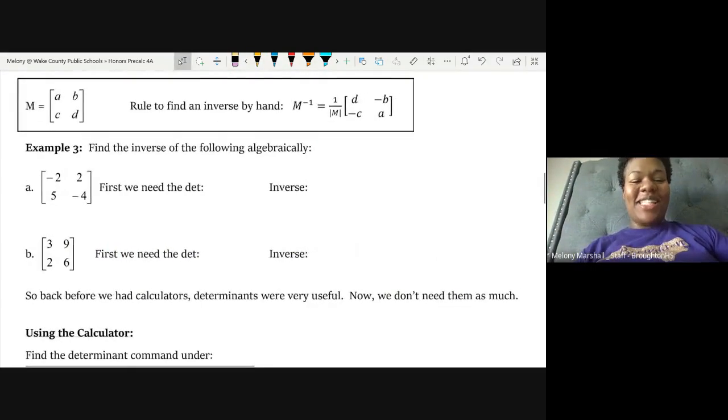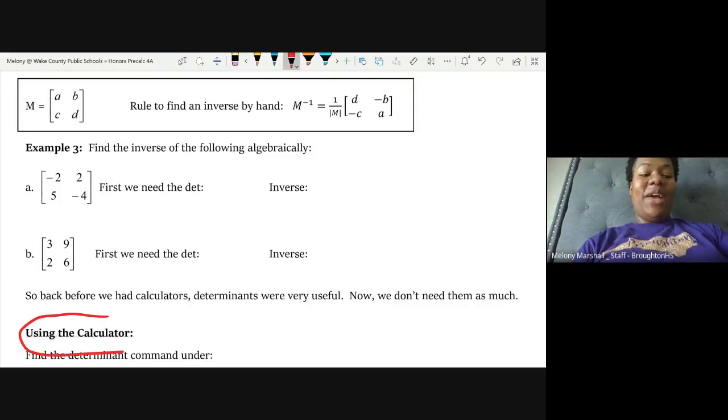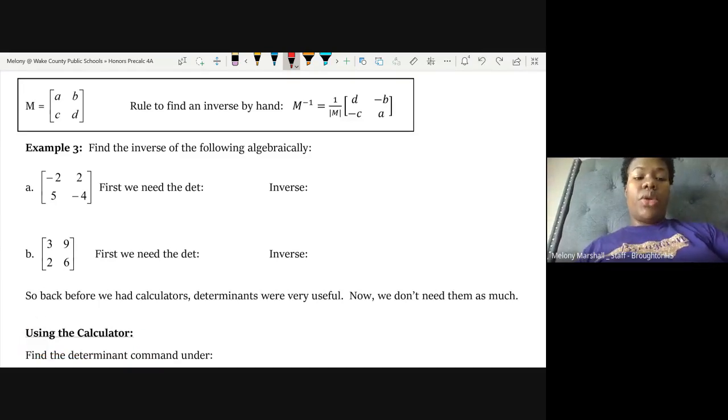All right, so let's actually use this stuff. As you can see, we're going to use a calculator soon. But again, you may have to do this stuff by hand, so I'm just showing you how to do it by hand.